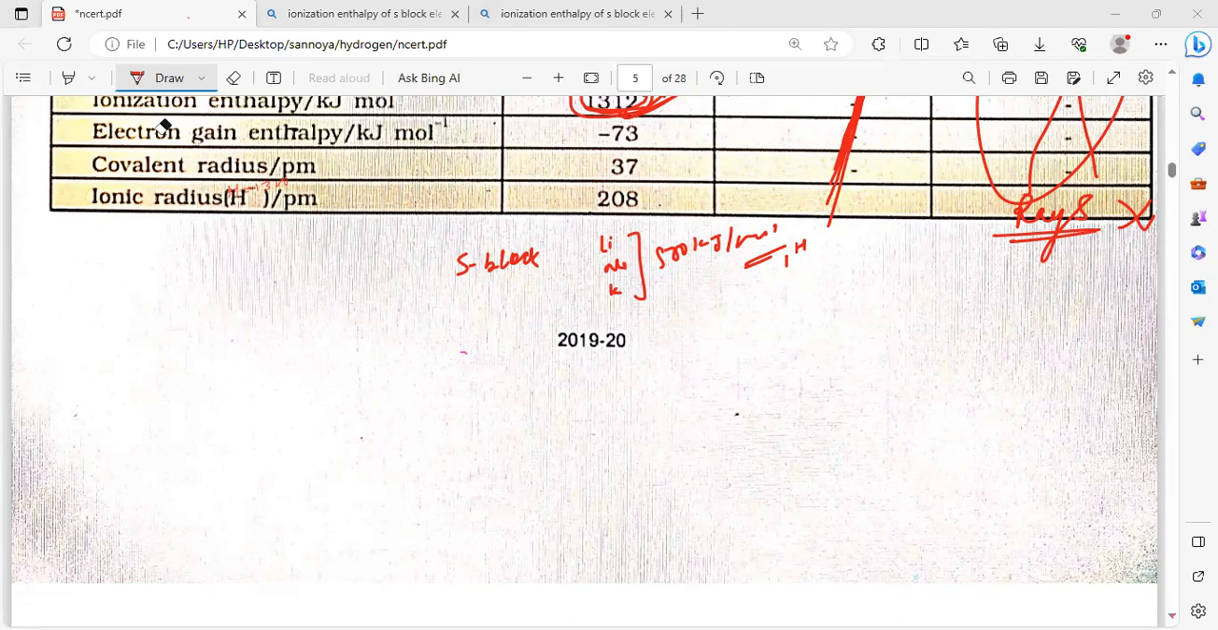See, non-metal. Sir, I am asking one thing, sir. Should I memorize these values, sir? No, no need to memorize. Just you need to think logically. They are logical problems. Somewhere you need to correlate. Why is something high? What is the reason? Why is something less? What is the reason?